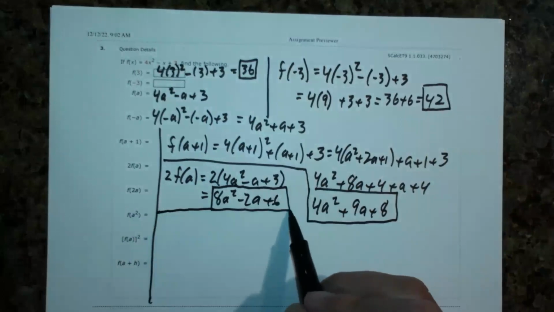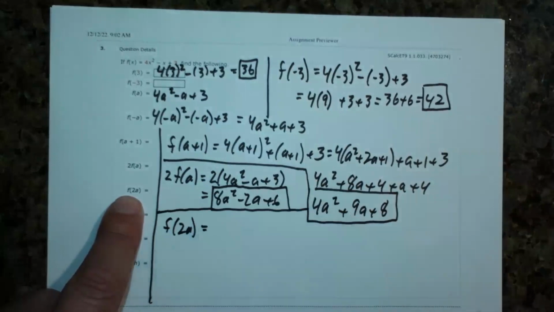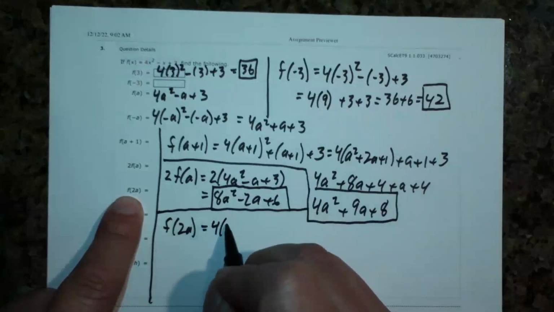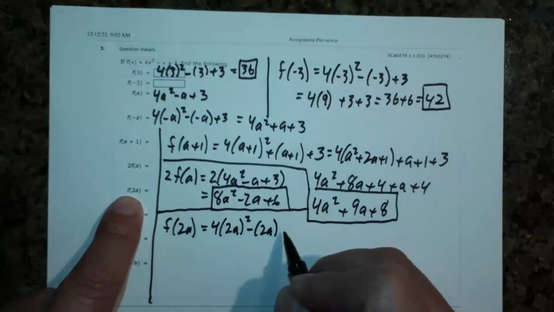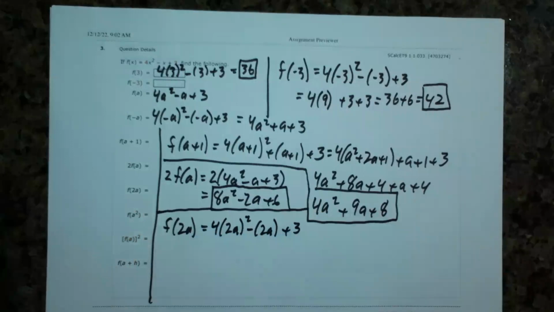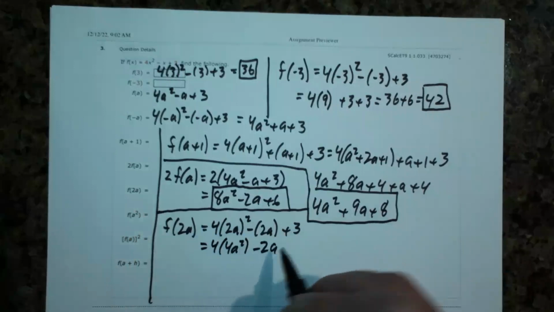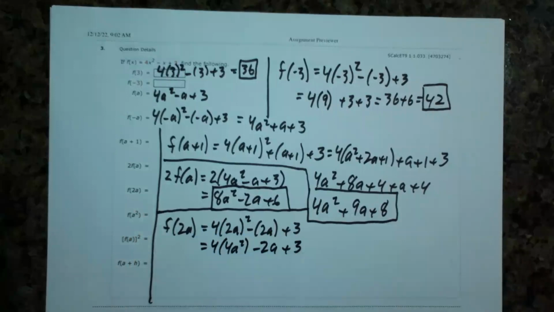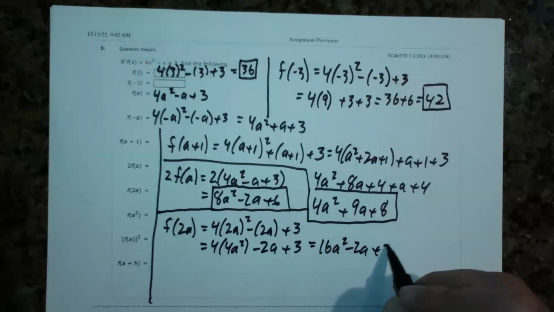Not to be outdone, we now have f of 2a. This means I'm going to replace all these x's here with 2a's. Now, an easy place where students often miss this is they forget to square the 2. So this square is going to go for the 2 and the a. Which gives us 16a squared minus 2a plus 3.